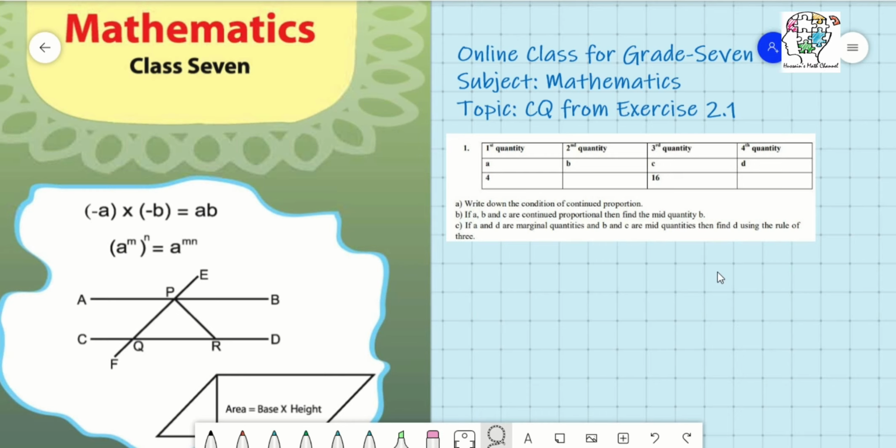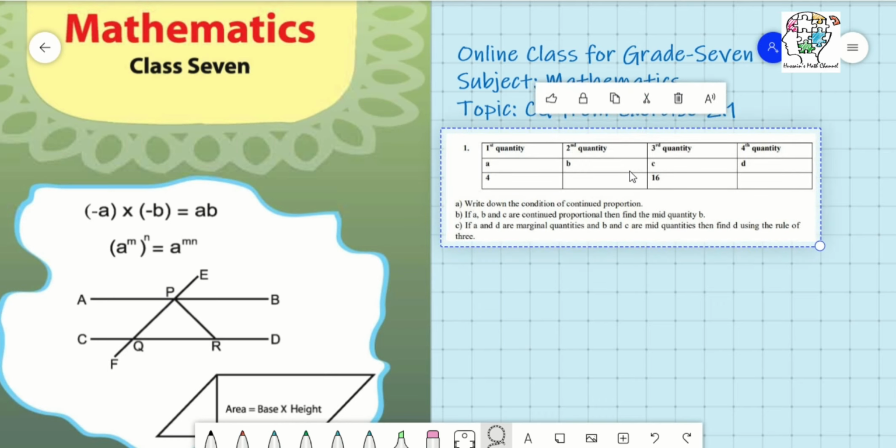Our today's topic is creative questions from exercise 2.1. In our previous lessons, we have already finished all the word problems from exercise 2.1. On the basis of these word problems, we will now solve some creative questions. So let's begin.